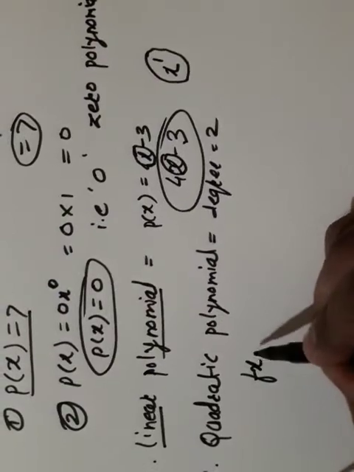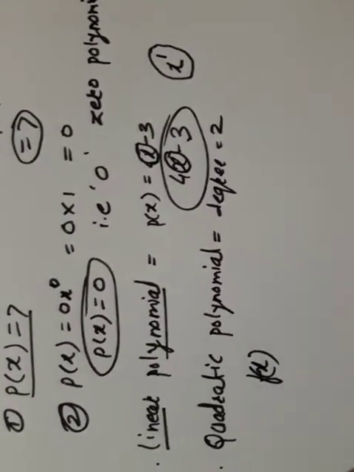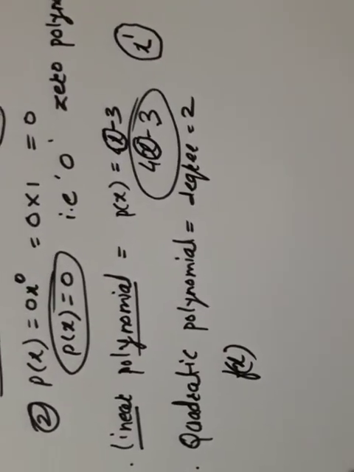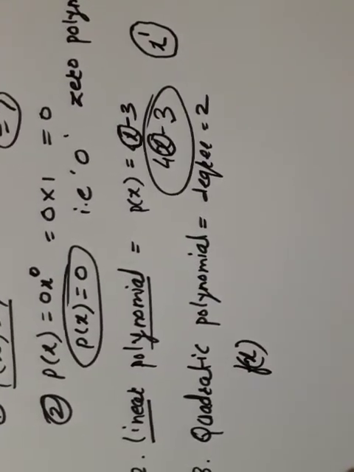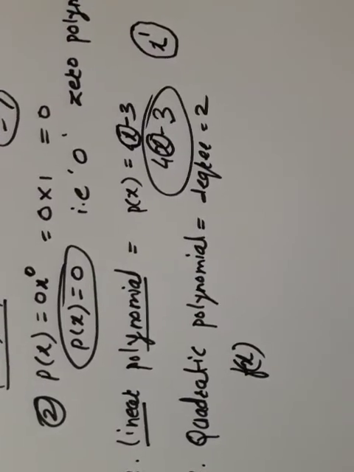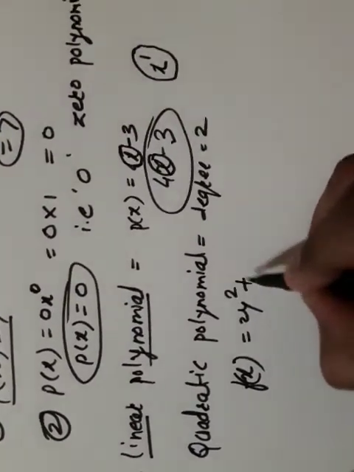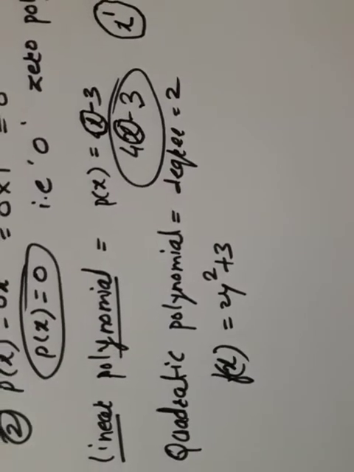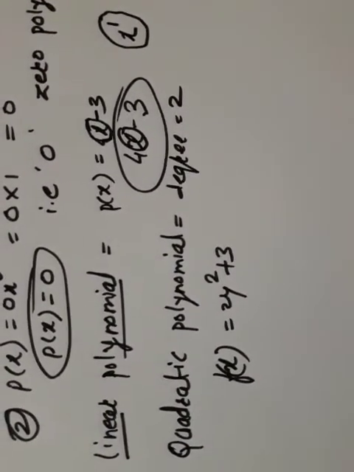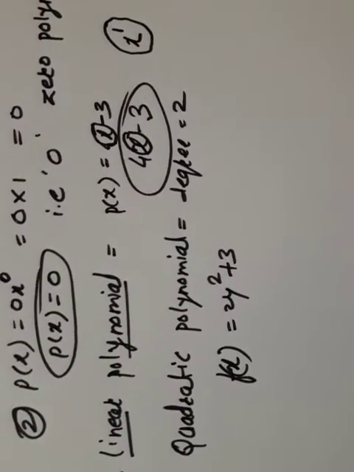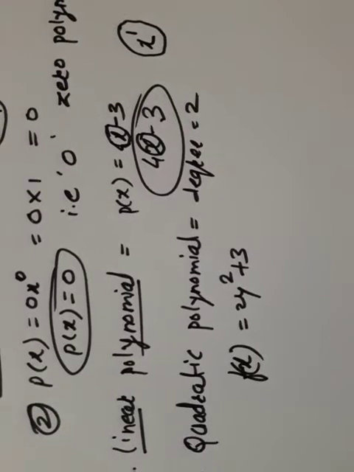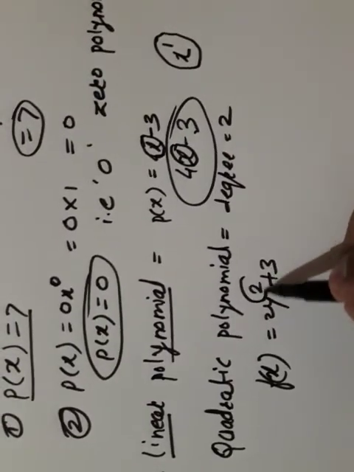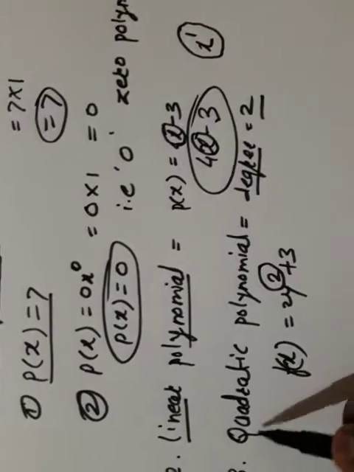For example, f(x). Yesterday I told you f is also written, otherwise you can write p also, meaning a polynomial of variable x. f(x) is also correct, no problem at all. I will write one polynomial here, f(x) is equal to 2y square plus 3. Here, which is the variable? y is the variable. And what is its highest degree? 2 is the degree. That's why the polynomial which has degree 2 is known as a quadratic polynomial.